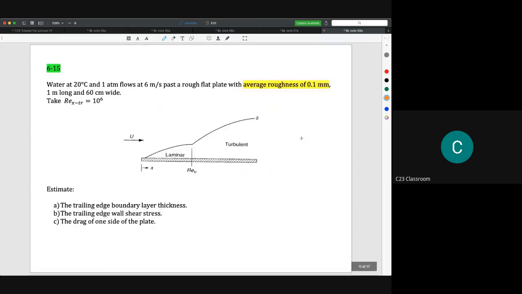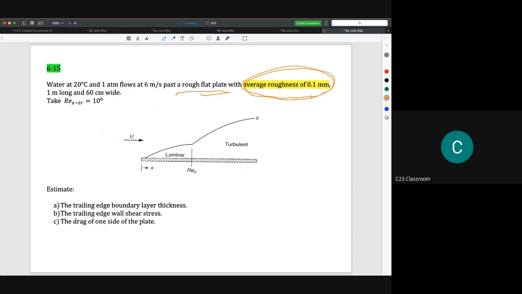So, and then we go for this one. This is the last question for our syllabus. Water at 20 degrees Celsius, 1 atm, totally the same question as the previous one, but we have a flat plate. Its flow passes over a rough flat plate with an average roughness of 0.1 meter.